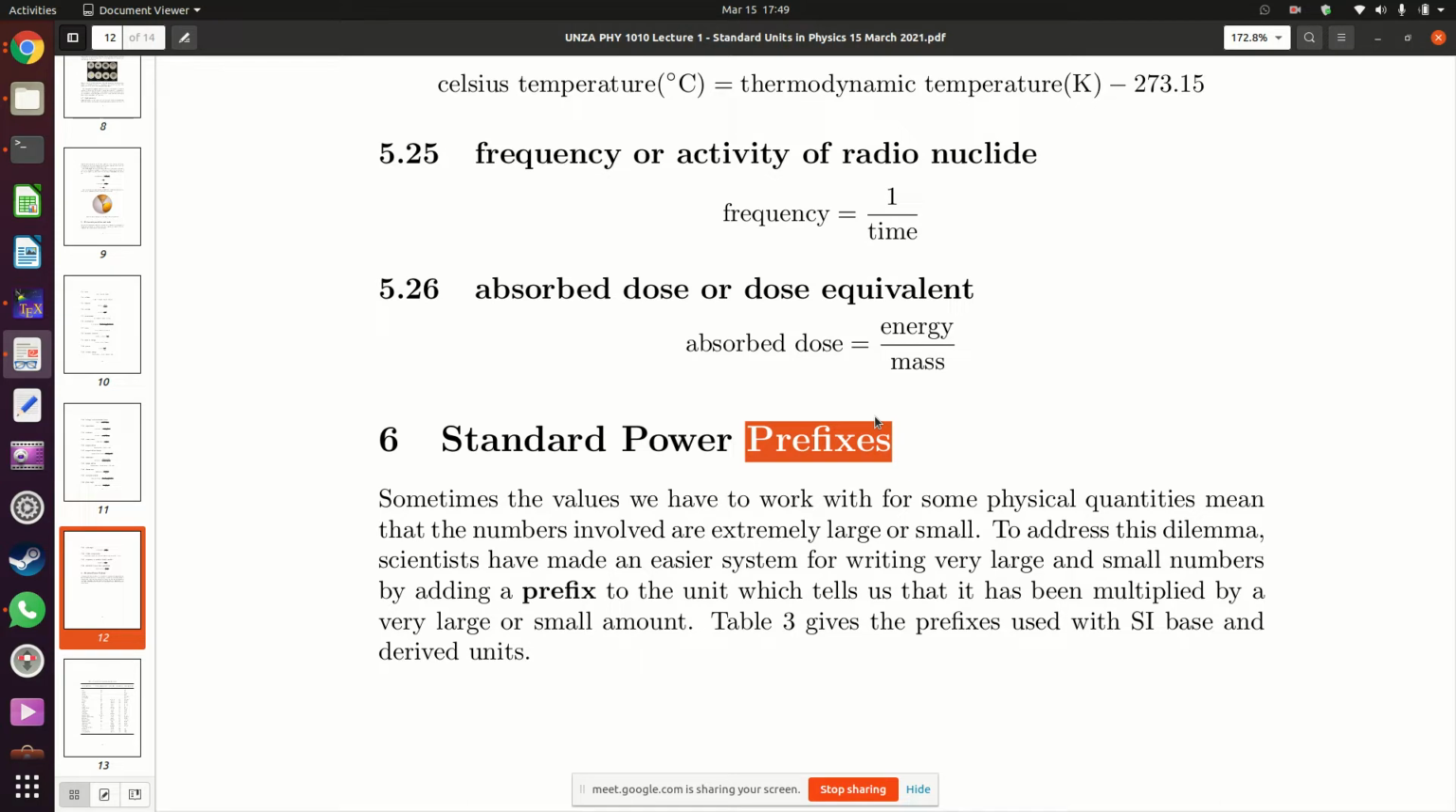For example, the SI unit for length is the meter. But if I'm talking about very, very large lengths, I could say kilometer. That kilo I've put in front of the meter means 1,000 meters. Are we clear?